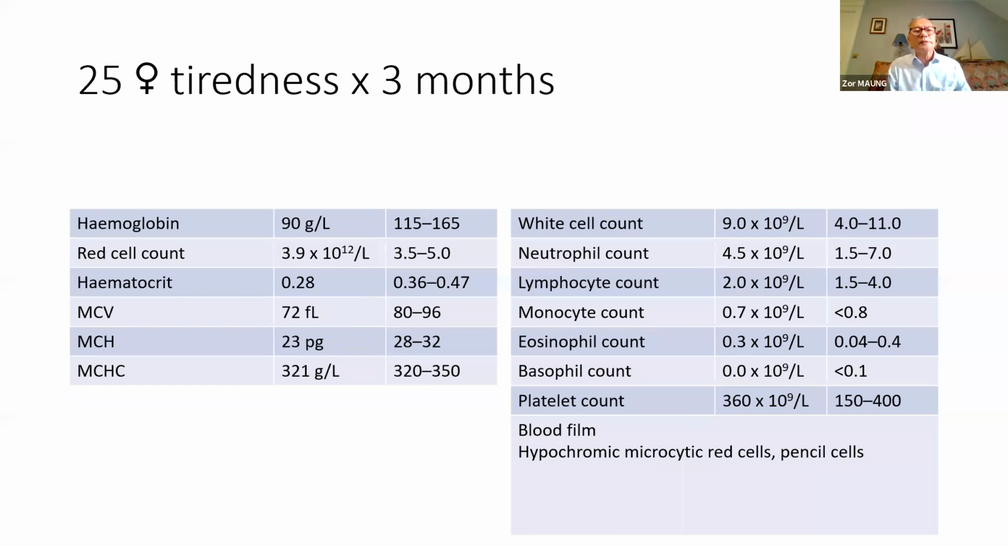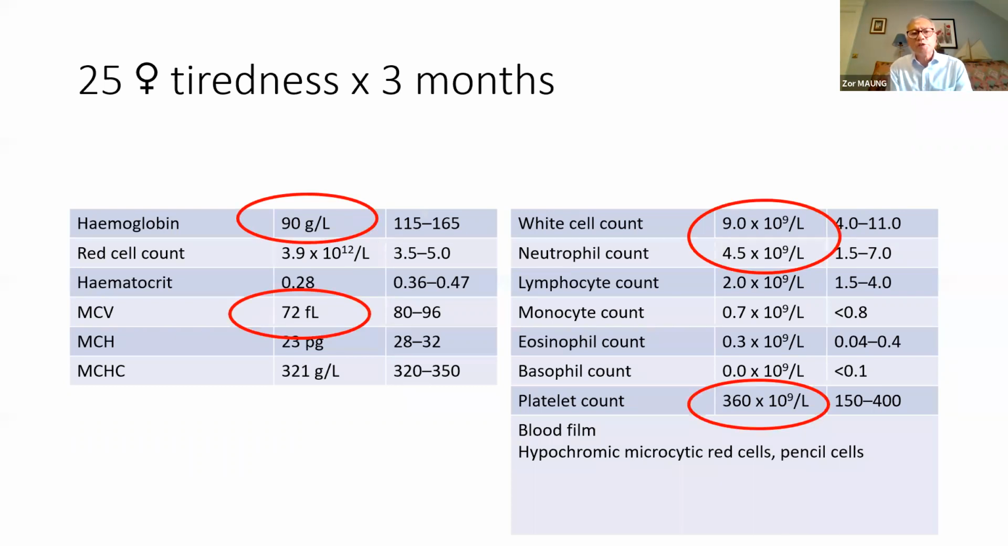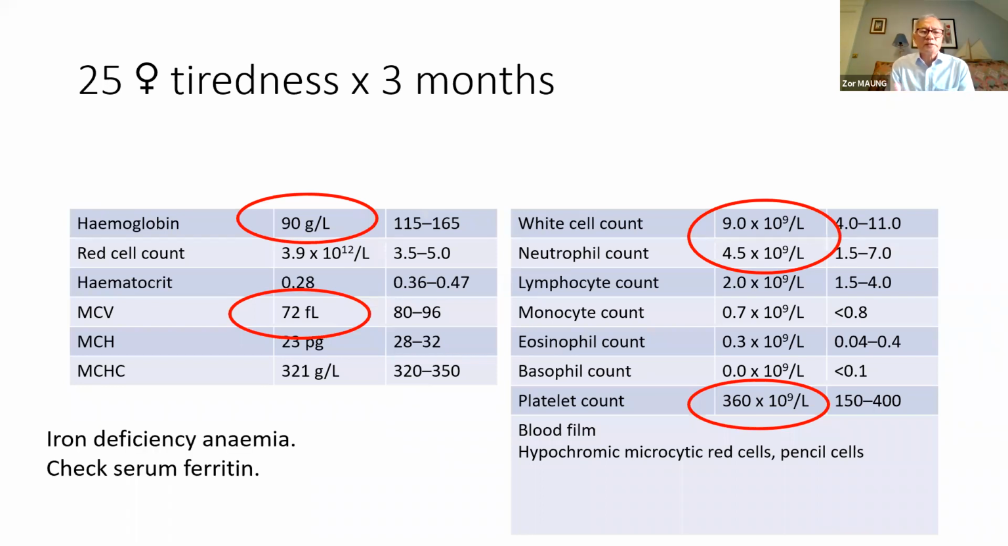A similar case: tiredness for 3 months. Hemoglobin 90 grams, MCV is low. White cell normal, platelets normal. Again, iron deficiency anemia is the most common thing. Ferritin check, low. GI studies here. The most common cause of anemia is menorrhagia or pregnancy, or other causes, usually only after midlife. I think GI blood loss, as in underlying cancer.